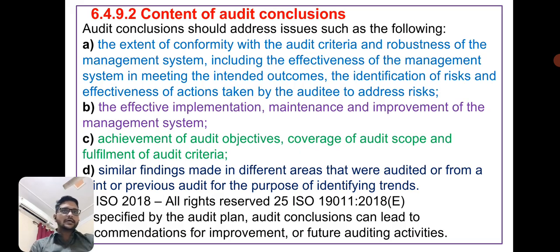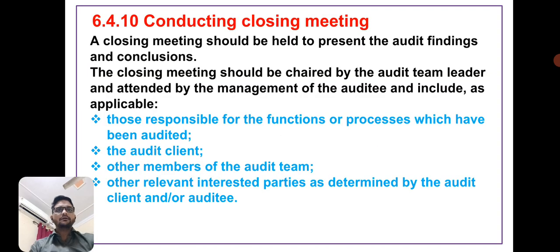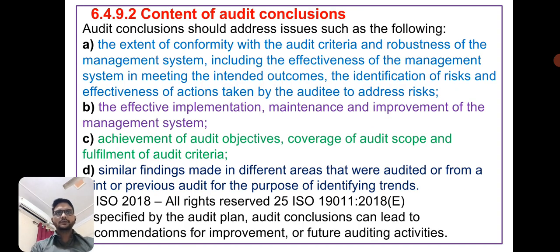Next is audit conclusions. What is the content of audit conclusions? Audit conclusions should address issues such as the following: the extent of conformity with the audit criteria and robustness of the management system, including effectiveness of the management system in meeting its objectives, identification of risk and opportunity, or effectiveness of action taken by the auditee to address risk.